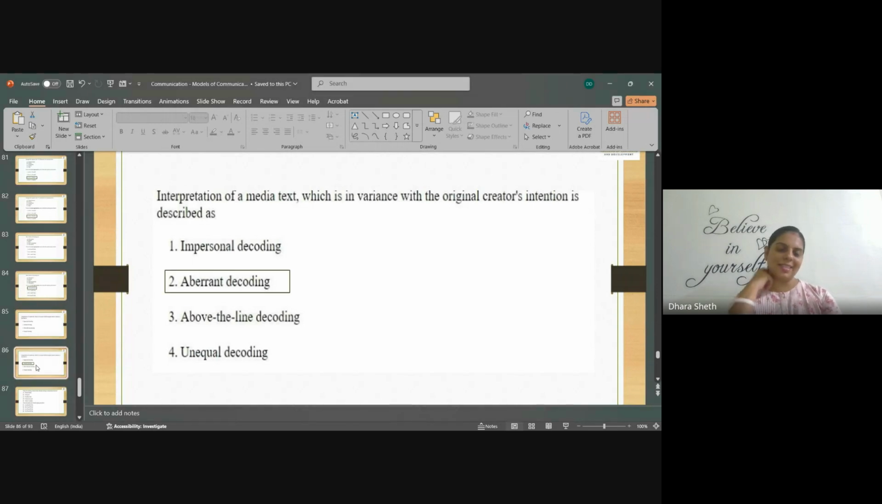Okay. So the answer is aberrant. Aberrant is something that is different from what it should be. An aberration or an anomaly is, for example, everyone has 5 fingers, but someone has 6. So then that's aberrant. That's an aberration. Okay, just to give an example.